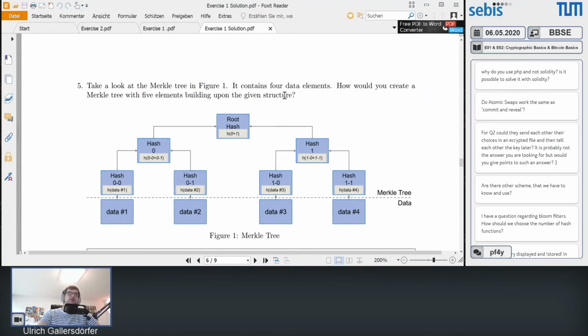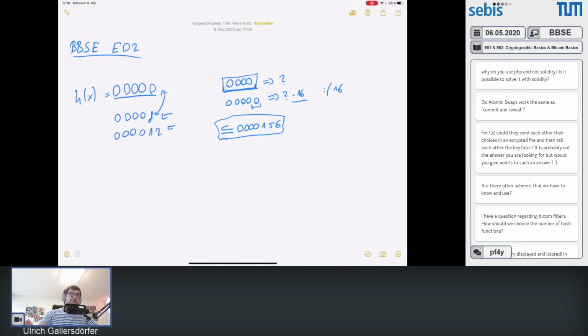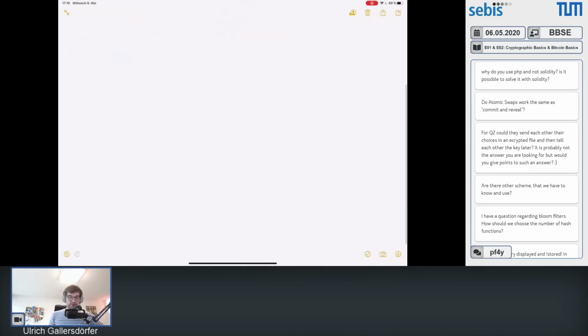So the solution can be very different, and that's also what a lot of people asked last session. There are many ways how you would do that, but I want to give you a little bit of an idea here. Instead of 4 elements, we now have 5 elements. So let's do it like that. We have 1, 2, 3, 4, 5 elements.